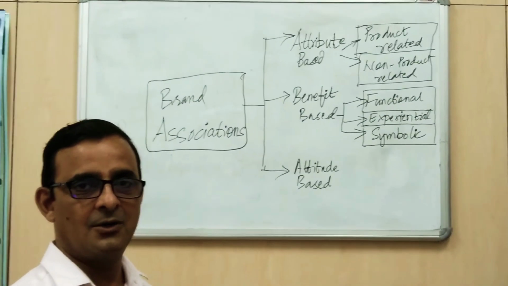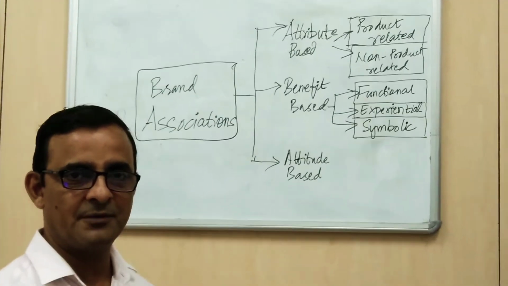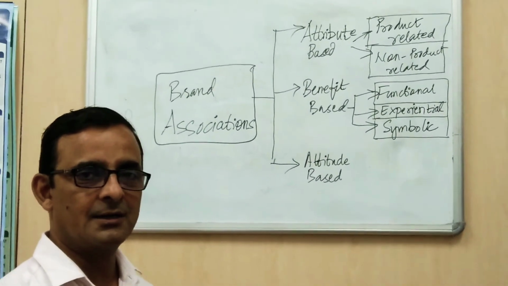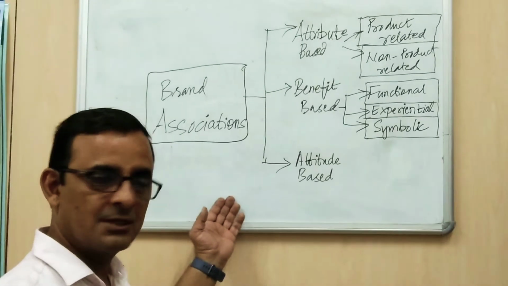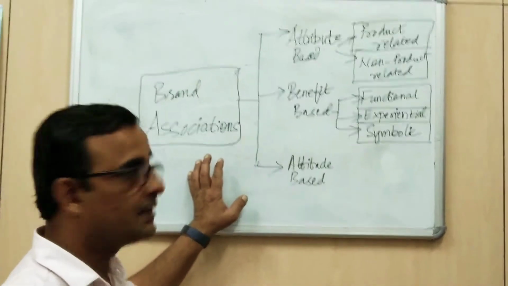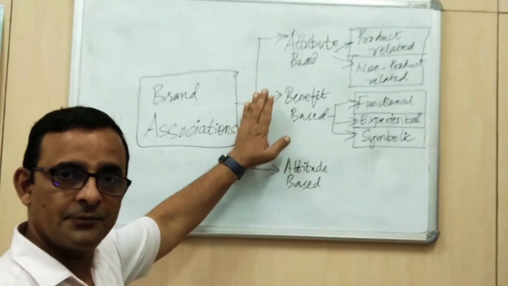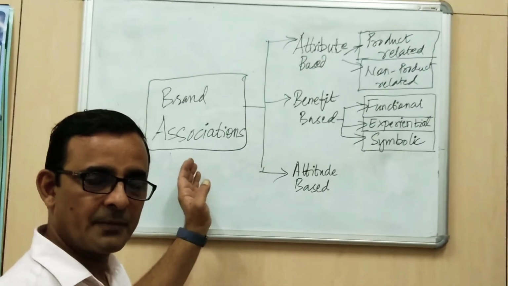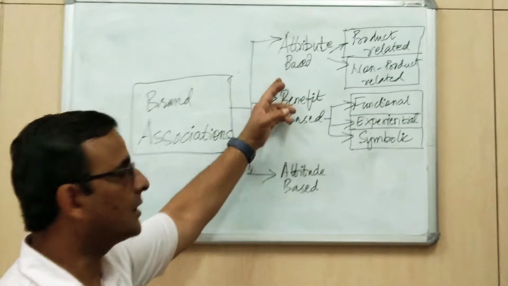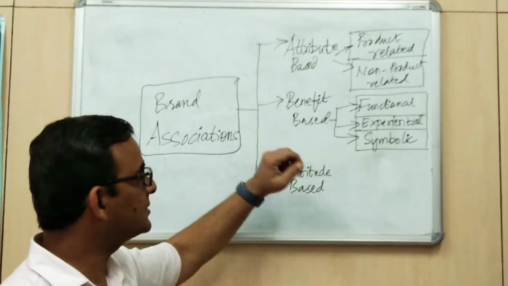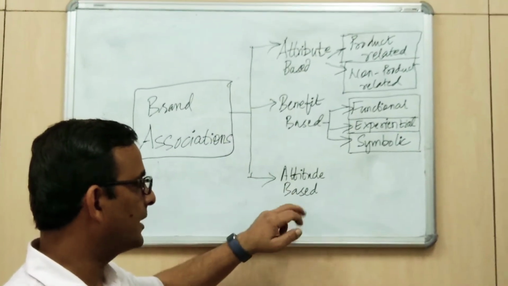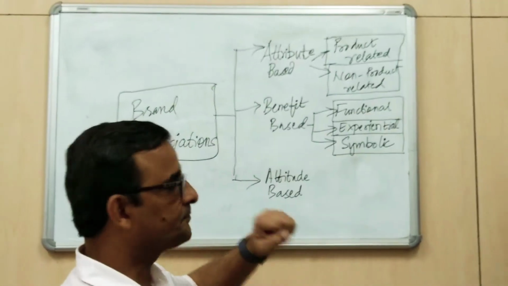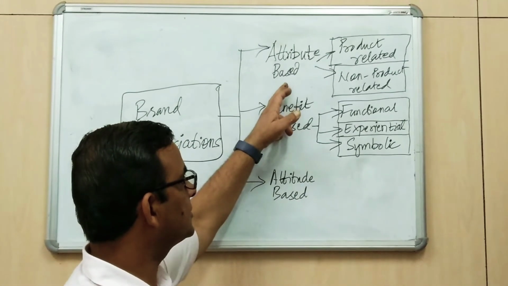Okay, hello friends, let me continue with my previous session of the CBBE model and the classification of brand associations. So I'm just continuing with that. These are the various in-depth discussions about the classifications of brand associations, which are attribute based association, benefit based association and attitude based association.